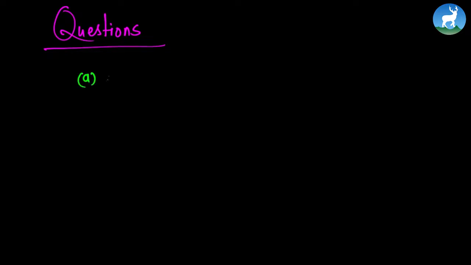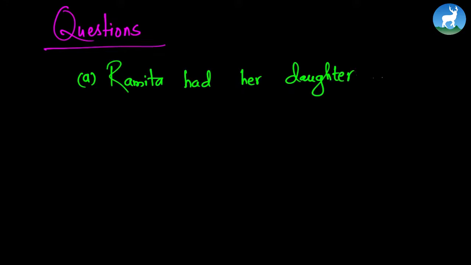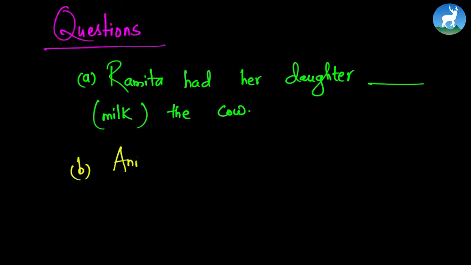Number first, Ramita had a daughter, blank space, milk the cow. Ramita had her daughter milk the cow. So what's the answer? You need to supply the correct answer. Let me write some more questions. Anish made me blank space laugh.